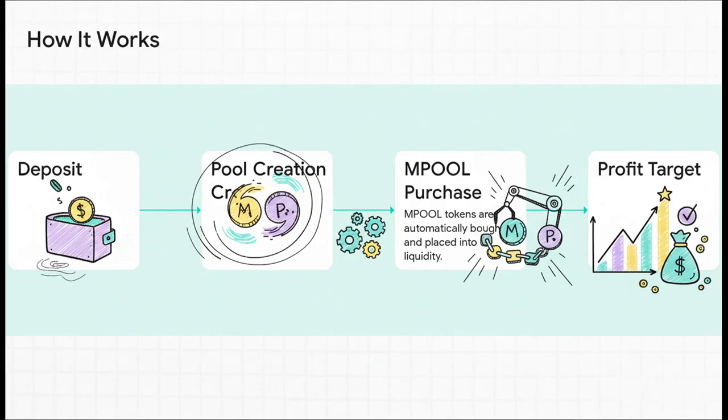And the process is designed to be completely hands-off. You deposit your USDT, and then the system just takes over. It automatically creates a liquidity pool for you. It buys the platform's own token, mPool, and pairs it all up.